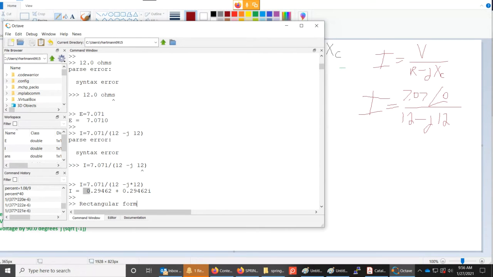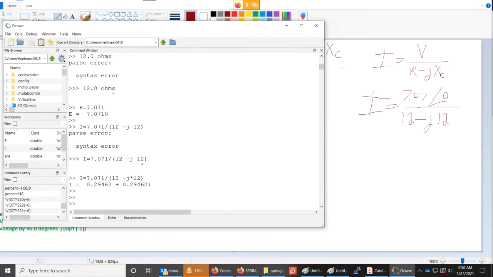Okay, and so we have the real part and the imaginary part. So when we're dealing with currents and voltages, we want to use polar form. Polar form has a magnitude and an angle. And so what we have to do is convert this into a magnitude and an angle.